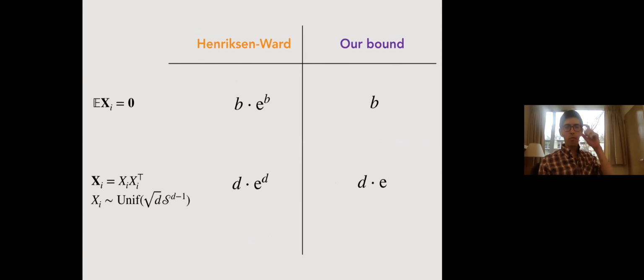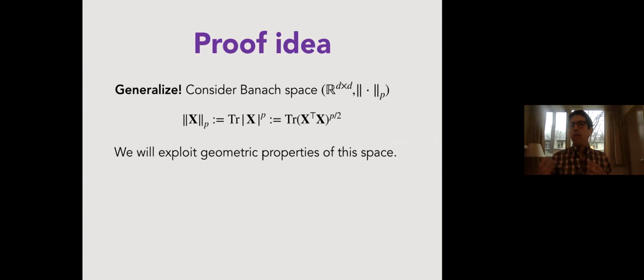So let's talk about some ideas in the proof. Let me just tell you that the proof of this stronger result turns out to be conceptually much more simple than the Henriksen Ward proof. And the idea is that we are going to try to think as little about matrices as possible. Instead, we're just going to phrase this as a problem involving random variables that take values in a particular Banach space. So let's define the Schatten p norm of matrices in the following way.